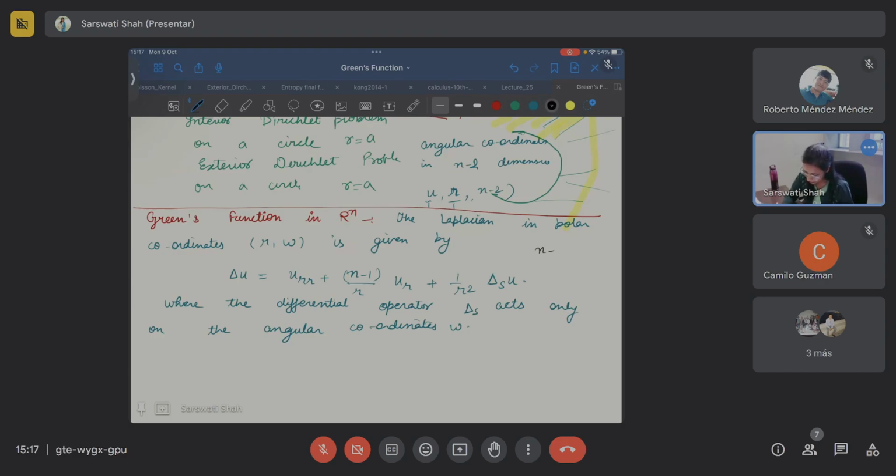So just take a look at this one. If n equals 2, this will simply reduce to u_rr plus 1 over r u_r plus 1 over r squared u_theta theta. We have already studied the solution of this Laplacian in two dimensions when the boundary condition is given on r comma theta. We are not provided with a boundary condition on theta in two dimensions, because of the periodicity of the circle we already have a boundary condition on theta. At every 2 pi interval it is going to repeat itself. So we only get the boundary condition on r equals a.